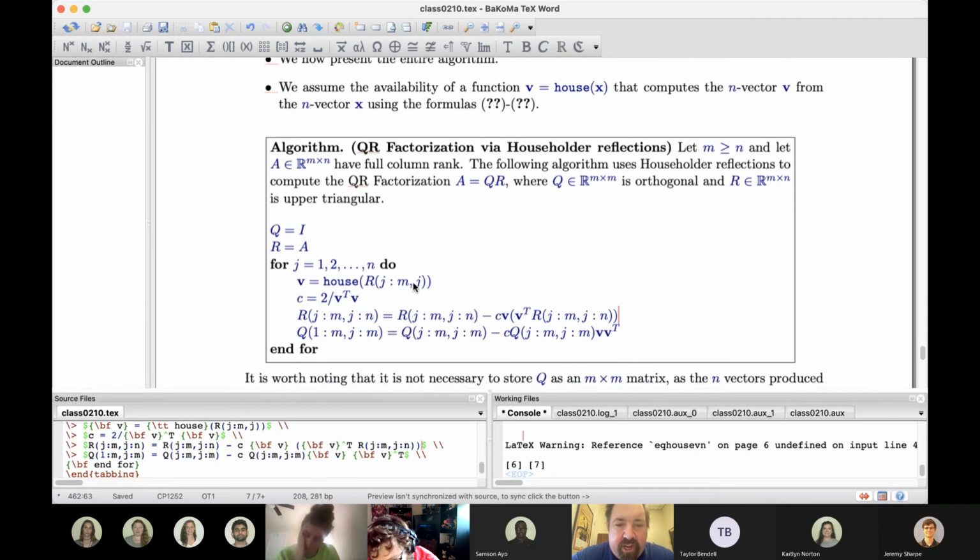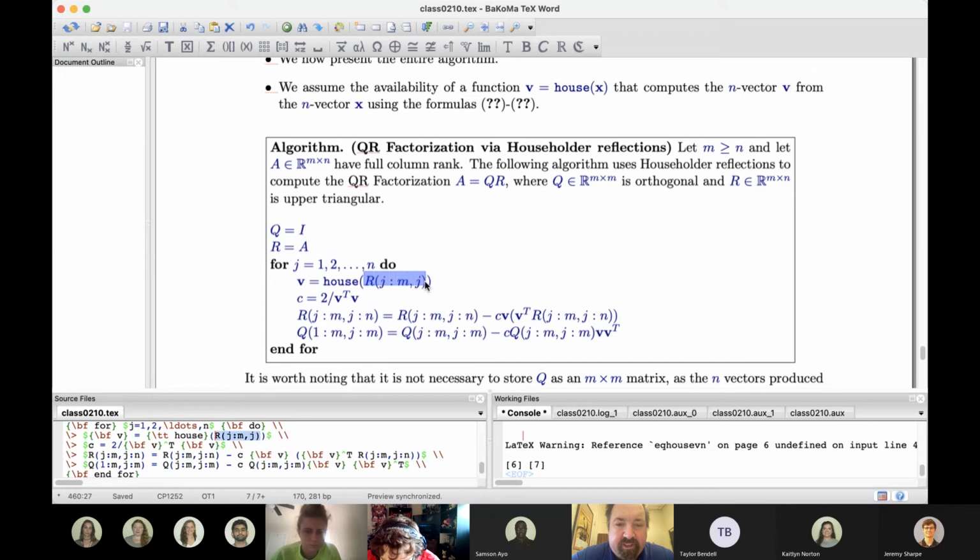So that's what we do. We look at column J from the diagonal to the bottom. It's kind of like Gaussian elimination in that sense, because we're trying to make it upper triangular. Same goal. So now we define a vector V that will zero out all of this except the first element. Then I compute this constant for convenience, 2 over V transpose V. And then this line will multiply R on the left by the Householder reflection, and that'll have the effect of zeroing out the portion we want zeroed out in column J.